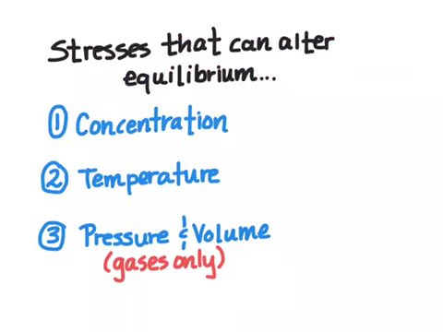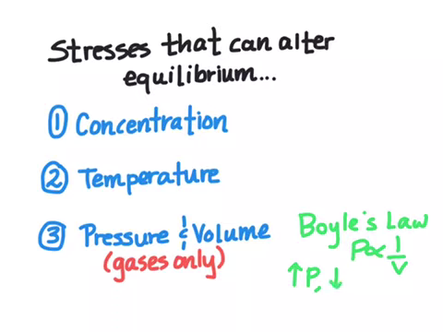There are three main types of stresses that can alter an equilibrium system. The first is concentration. Reactant or product can be added or removed. The second is temperature, so the temperature of the reaction can be increased or decreased. And the third applies only to gases, and it's changing the pressure or volume. And if you remember from Boyle's law, pressure and volume are inversely proportional. So if the pressure is increased, the volume is decreased. If the pressure is decreased, the volume is increased. And that will come into play when we talk about pressure.